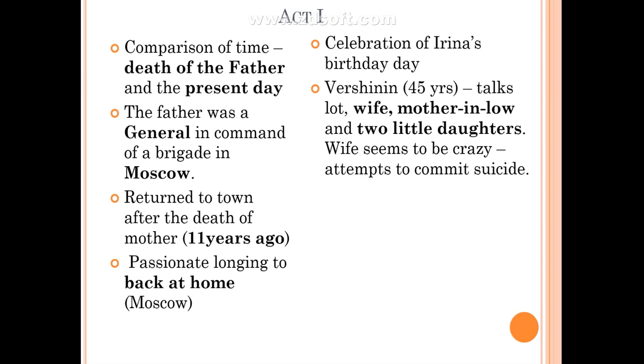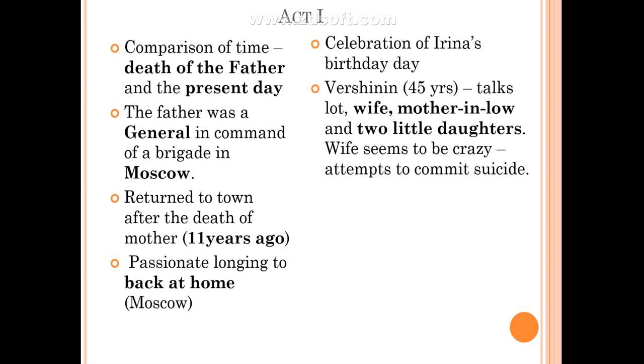He is a 45 year old man, and his ability is that he talks a lot. Not only does he talk a lot, but he also talks very philosophically. He gives very philosophical thoughts. He has a wife, or rather I can say he has two wives. He stays with his wife and mother-in-law and two little daughters. But his wife seems to be very crazy. Why crazy? Because she attempts to commit suicide just to annoy her husband. So this is the story of our Vershinin.